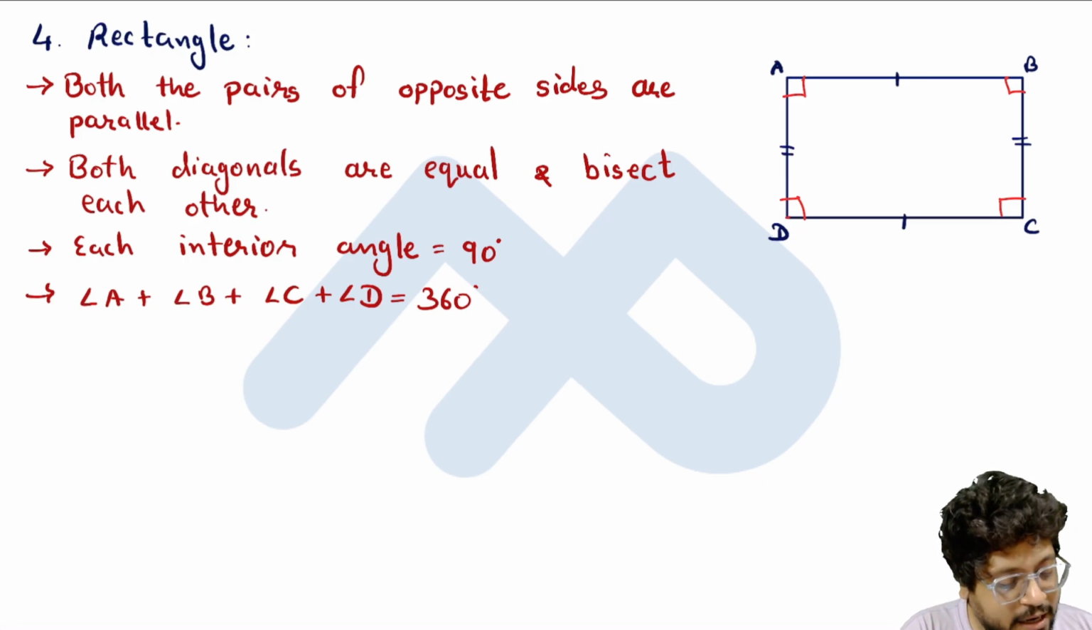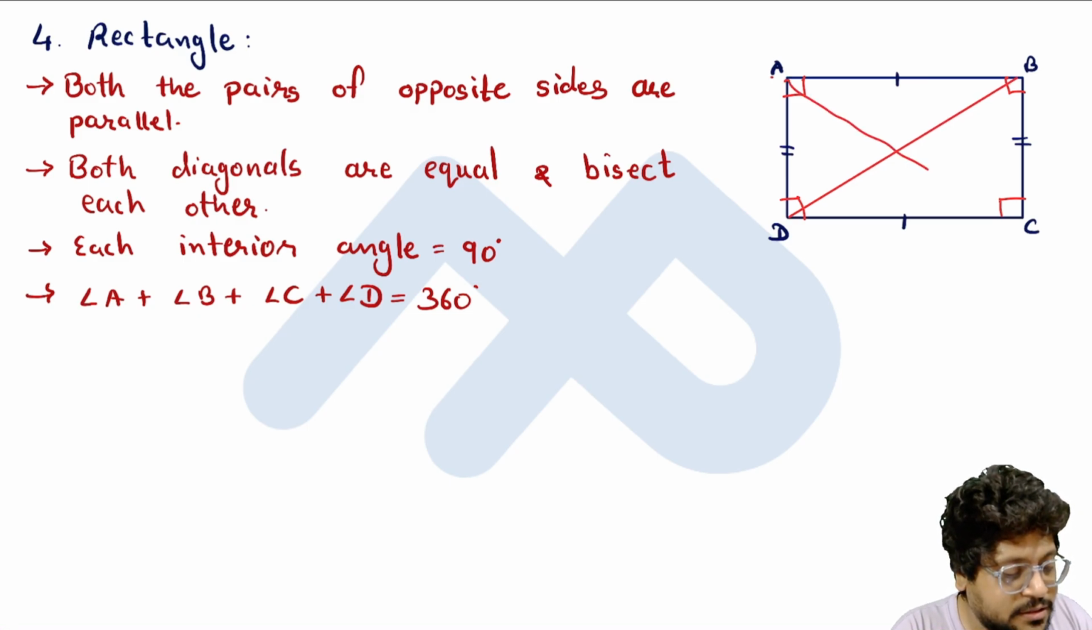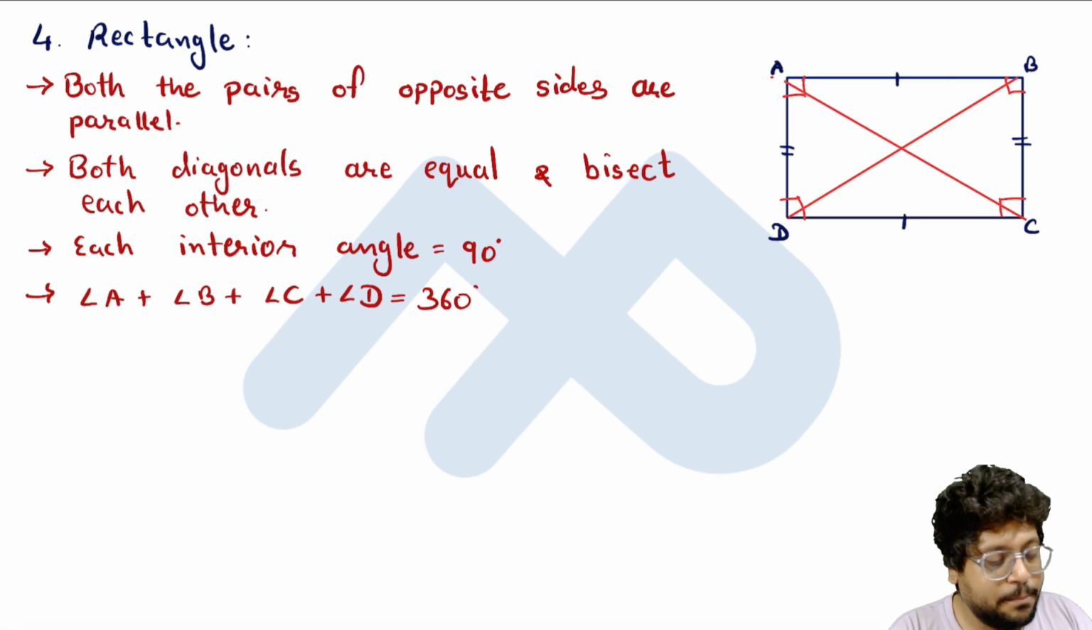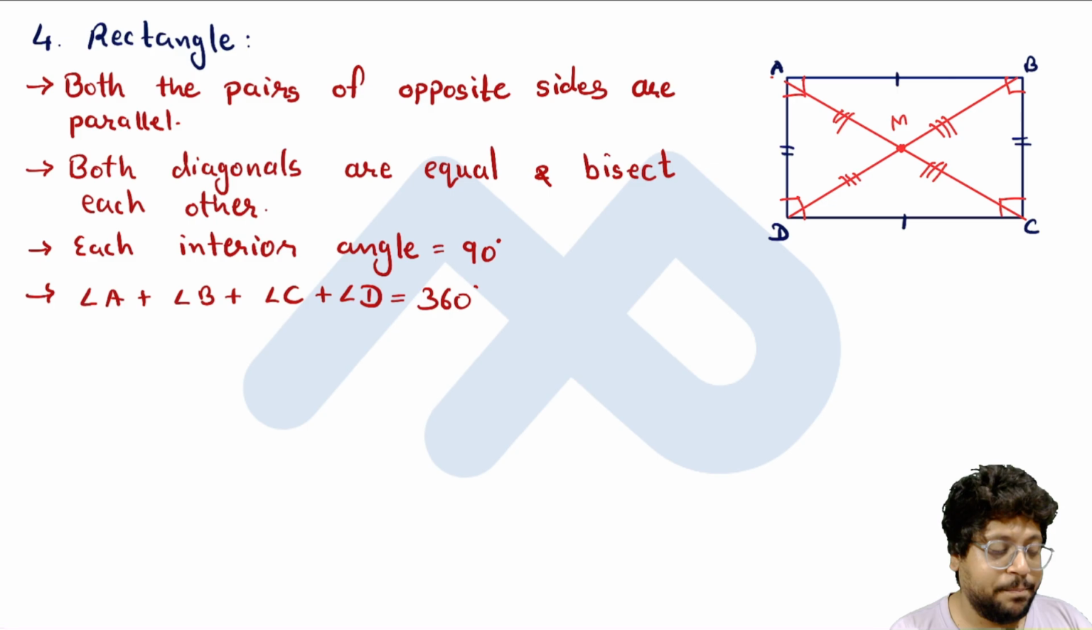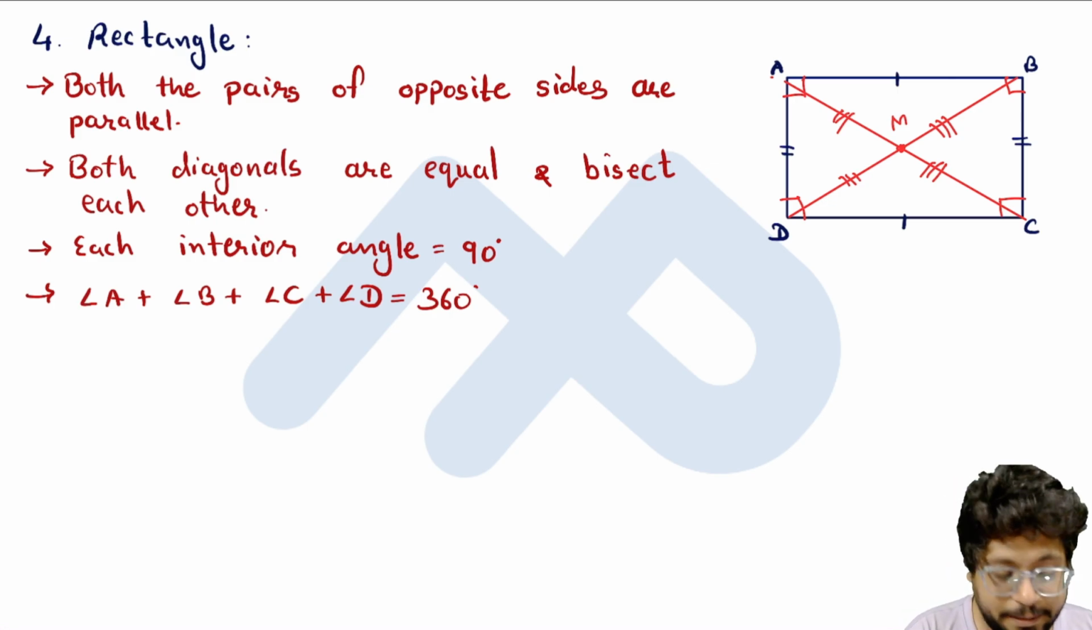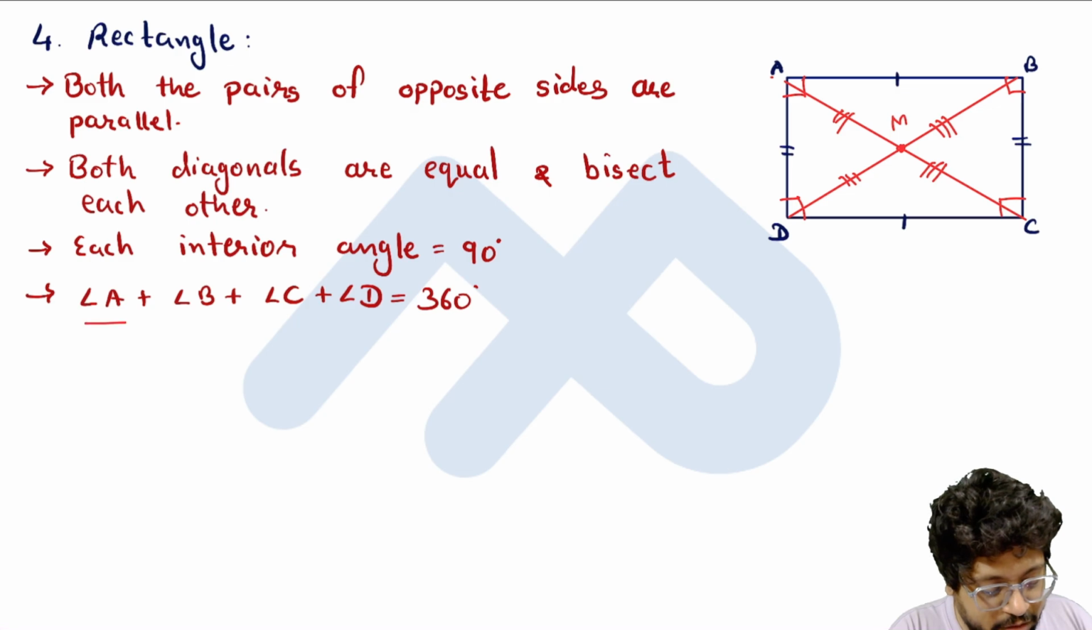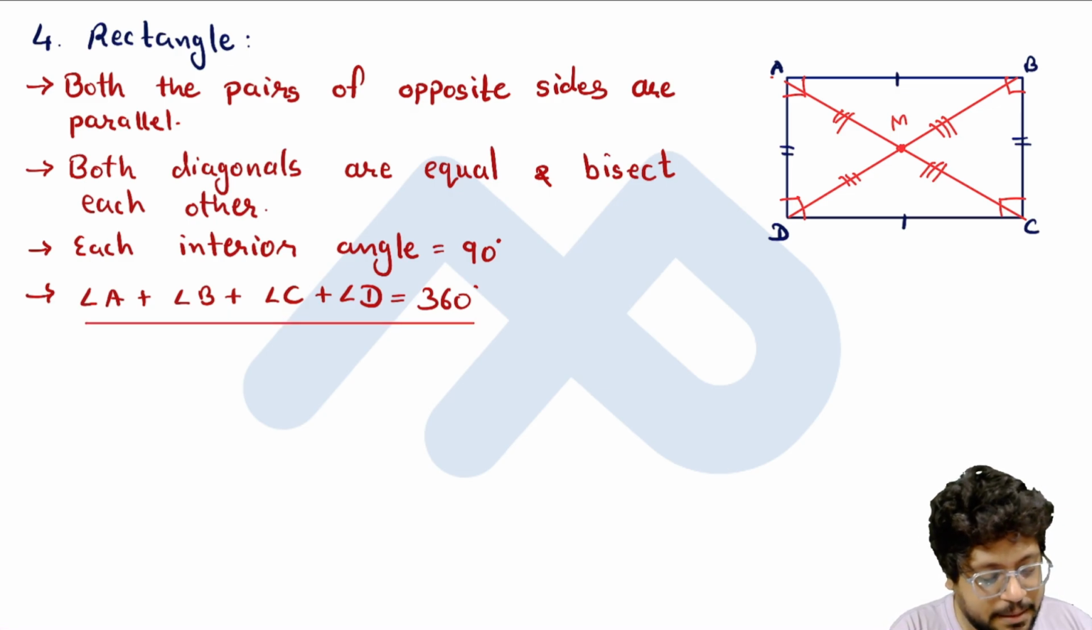And if I talk about the diagonals, if I sketch the diagonals, because rectangle is also a parallelogram, that means diagonals bisect each other, that's true. But unlike rhombus, they don't intersect at 90 degree, but yeah, both the diagonals are equal, of course. Both the diagonals are equal and they bisect each other. So AC is equal to BD, as well as this point M is midpoint of AC as well as midpoint of BD. Clear? And yeah, the angle sum property, angle A plus B plus C plus D is 360.